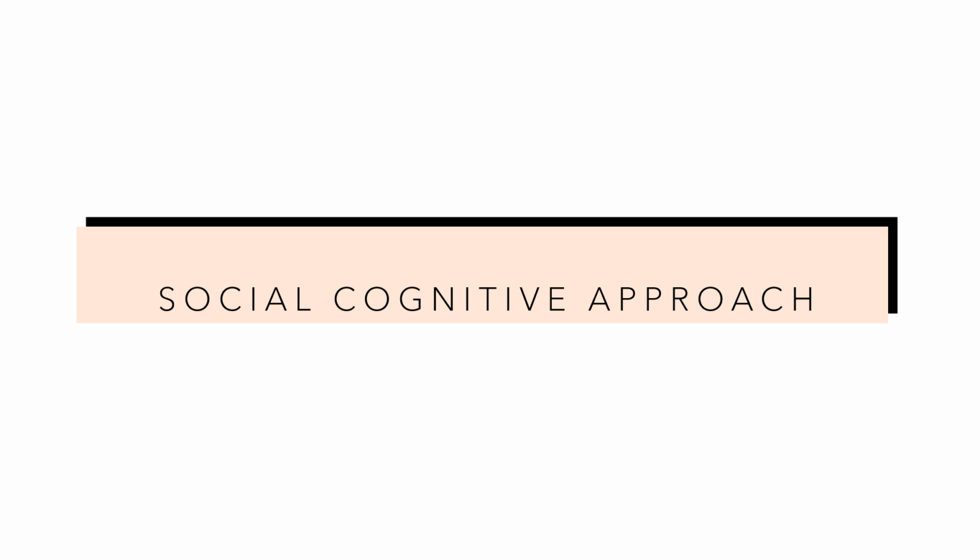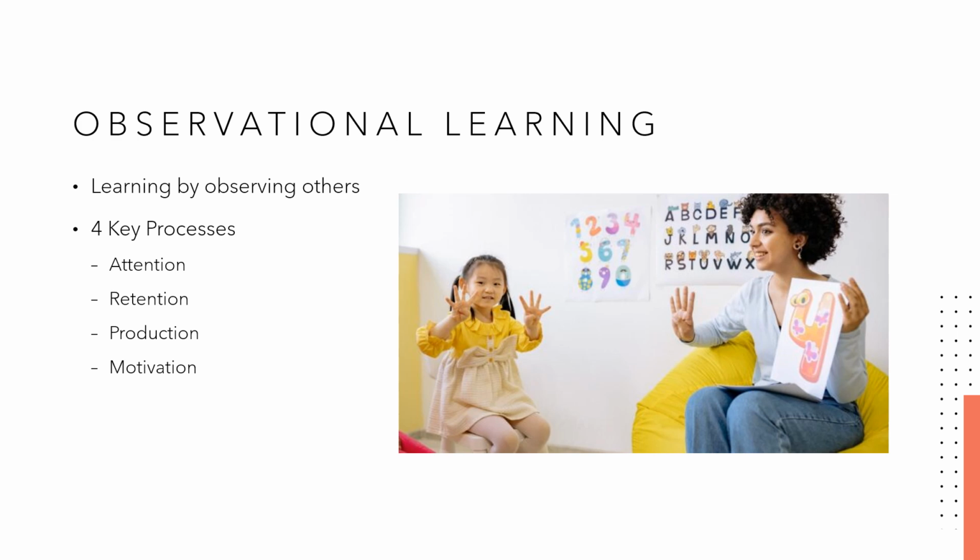The next 2 approaches are social cognitive. The first social cognitive approach is observational learning. Observational learning is, well, it's in the name, learning by observing others. There are 4 key processes to observational learning.